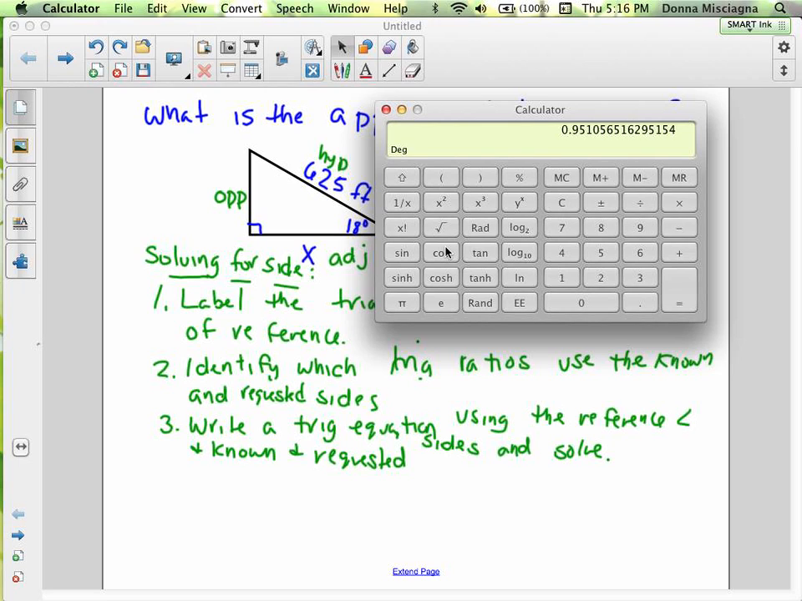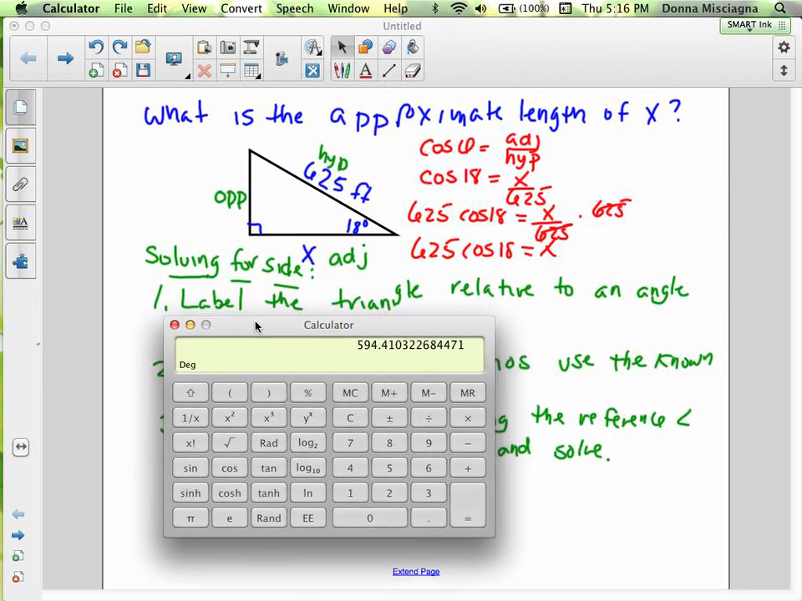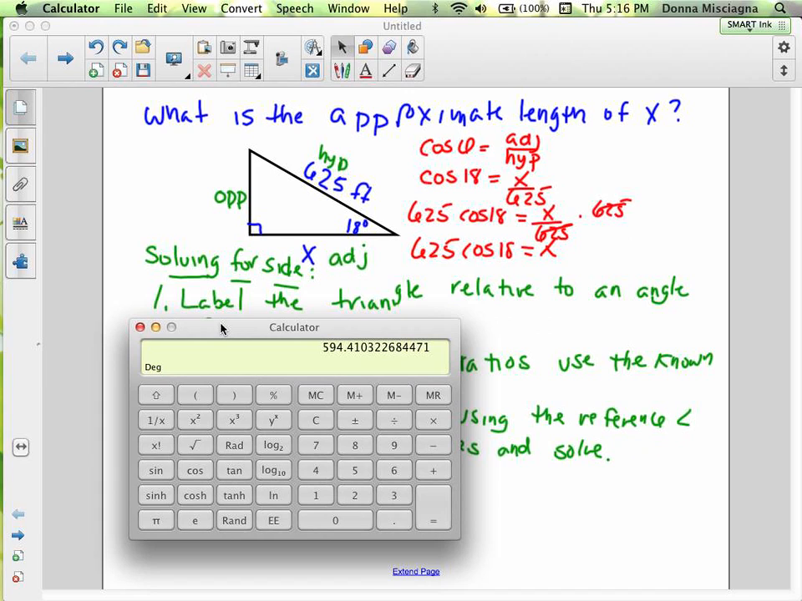And times 625. All right, and so that's our value there, 594 point, and we'll round to the nearest hundredth. So 594.41 feet.